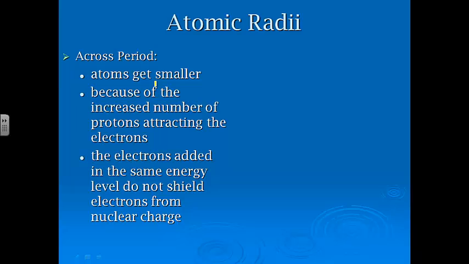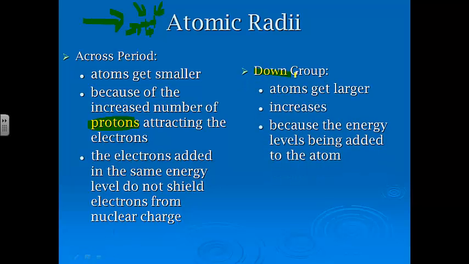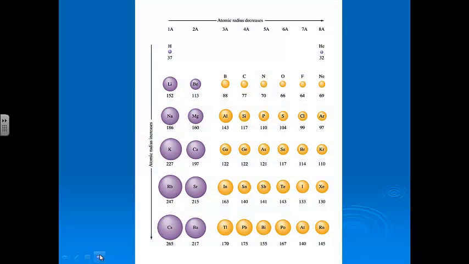Okay, across the period, atoms get smaller because of the increased number of protons attracting the electrons. So as we go from left to right, the electrons being added are in the same shell or the same distance away. So as we add those protons in the middle, they're pulling all of the electrons in a little closer. So the electrons added in the same energy level, again, don't shield from the nuclear charge. Now as we go down the group, the atoms get larger, and that's simply because the energy levels being added to the atom are just further away. And if they're further away, then it's going to increase the size.